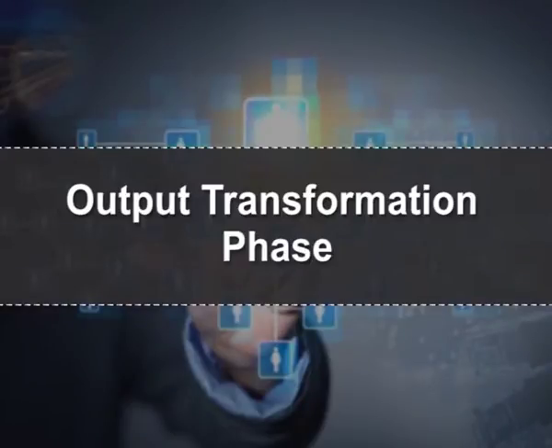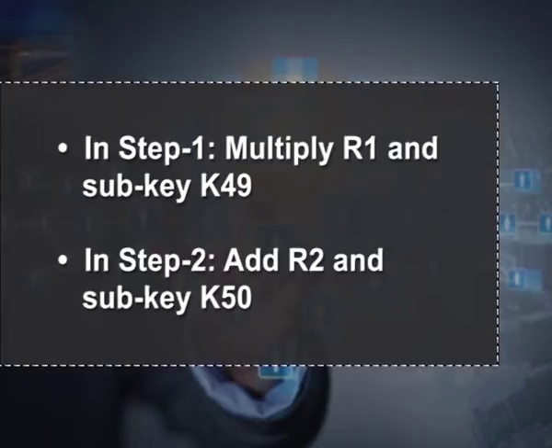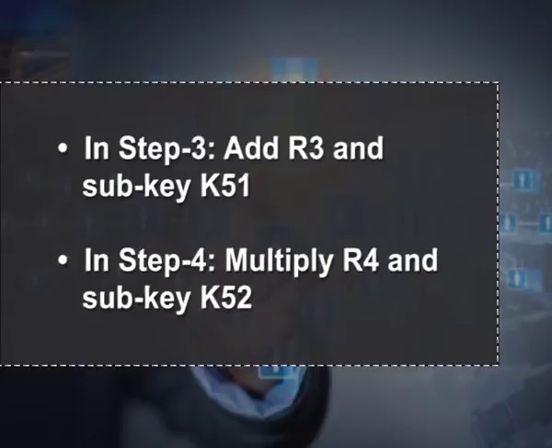Next, we are going to talk about the output transformation phase. The output transformation is a one-time operation. It takes place at the end of the 8th round. The entire process of the output transformation phase is divided into 4 steps. In step 1, multiply R1 and subkey K49. In step 2, add R2 and subkey K50. In step 3, add R3 and subkey K51.